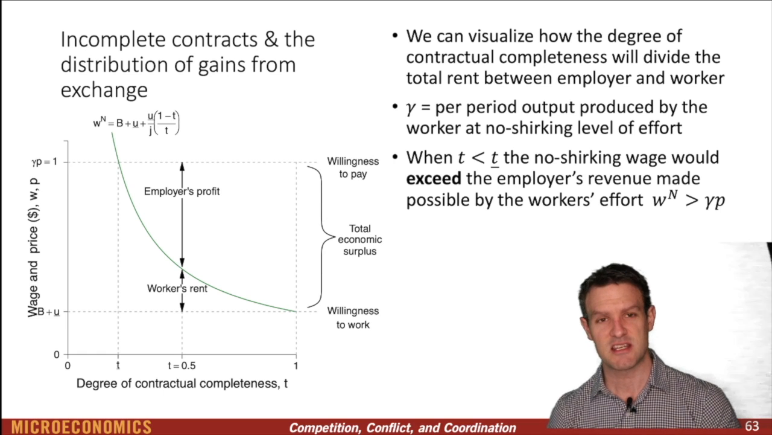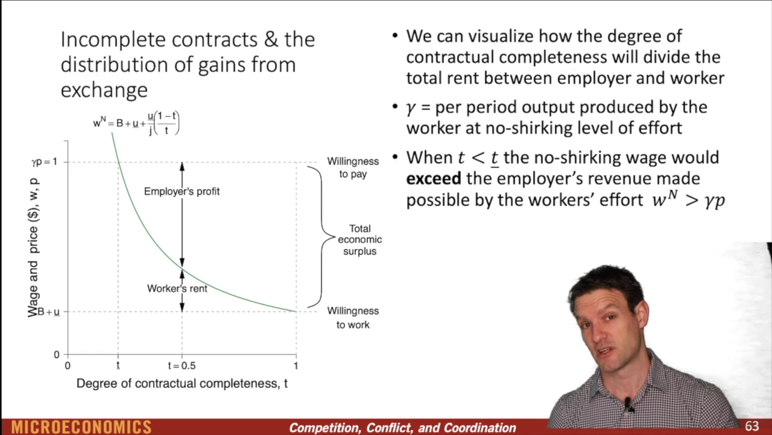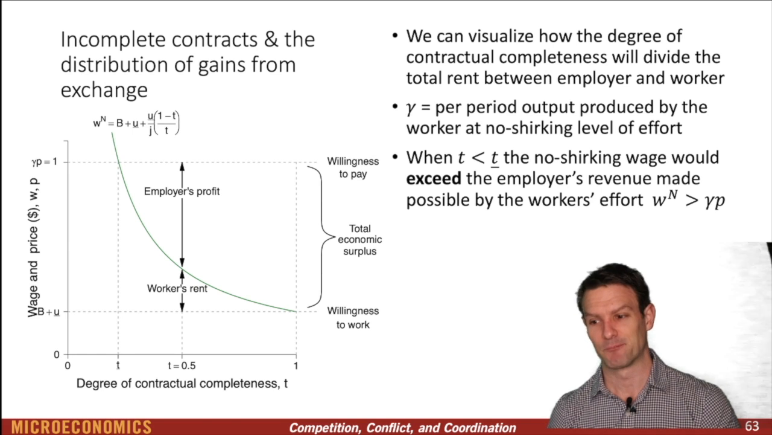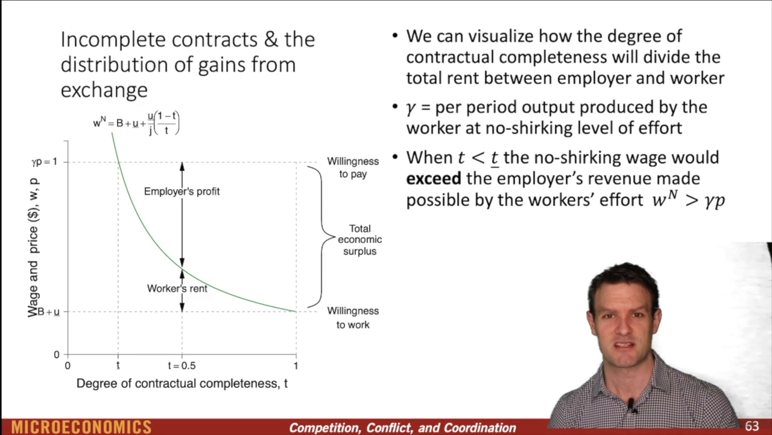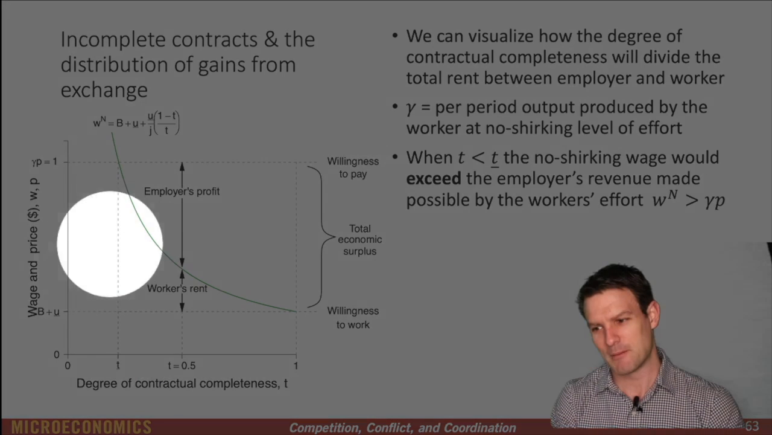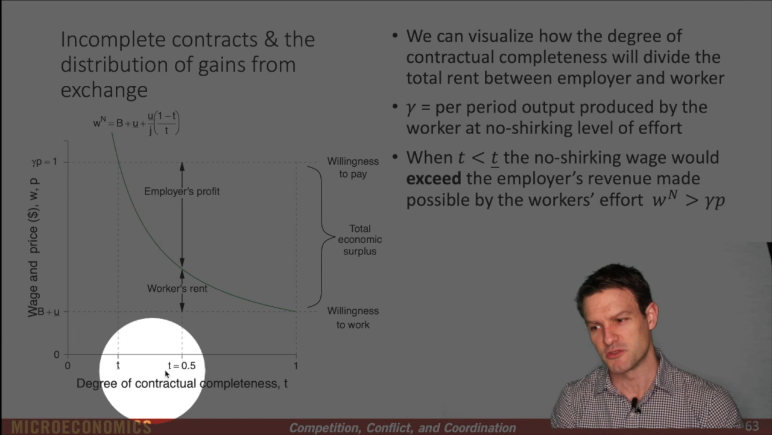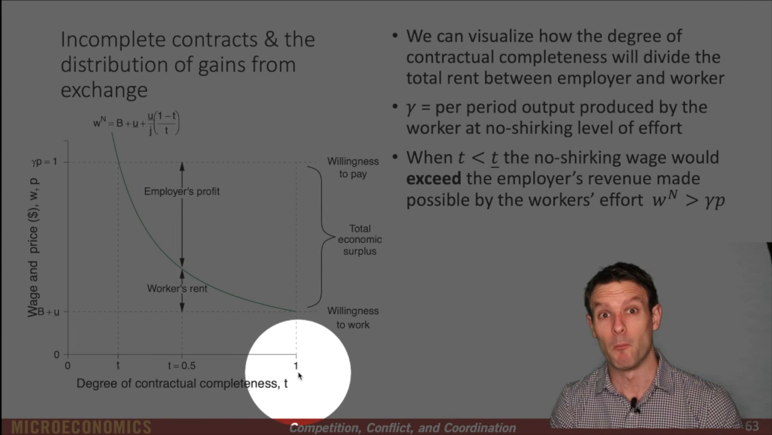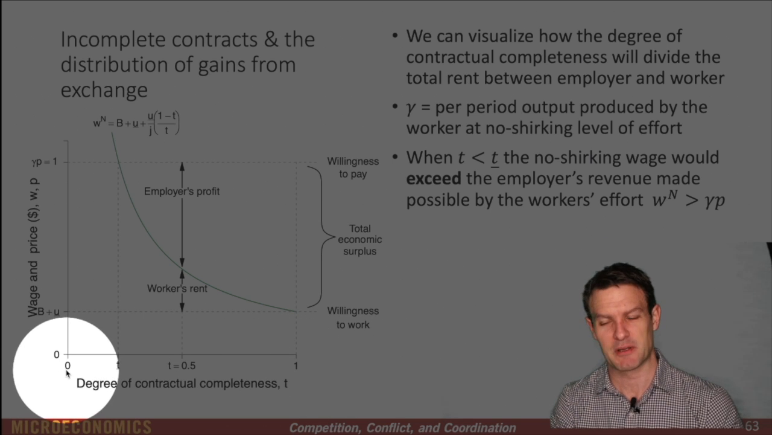So when T equals 1, the contract is complete. When T is lower than 1, the contract is less complete. So the basic intuition here is, as we're going from 0 to 1, the contract is becoming more complete. As we go from T equals 1 to T equals 0, the contract becomes less complete, or more incomplete.